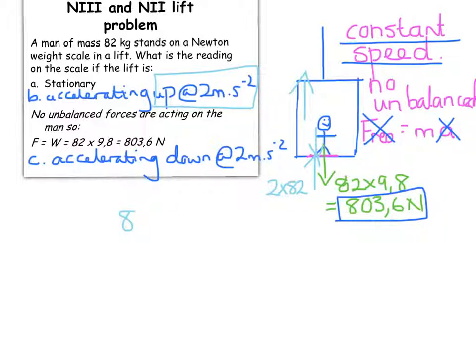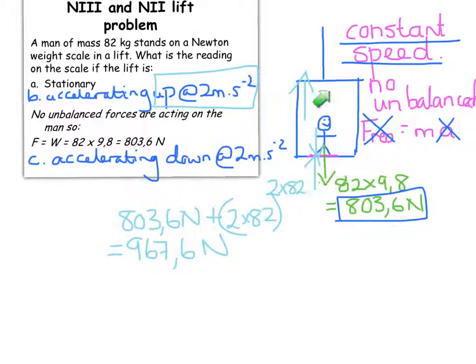So I am going to say 803,6 newtons plus the unbalanced force of 2 times 82. And I land up with the reading of the scale of 967,6. Now I want you to close your eyes and imagine a lift pulling off upwards underneath you. So if that lift is suddenly pulling off upwards, you feel heavier. This 967 is greater than the normal 803. You feel that downward force that you push onto the ground. You feel like you're bearing down onto the ground.